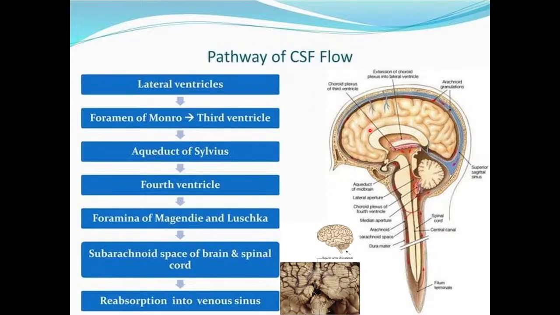From the lateral ventricle through the foramen of Monro, CSF enters the third ventricle. From the third ventricle, it flows to the fourth ventricle through the aqueduct of Sylvius in the midbrain. From the fourth ventricle, through the foramina of Magendie and Luschka, it comes out into the subarachnoid space, first flows down and then comes upward to the arachnoid granulations where it is absorbed passively.